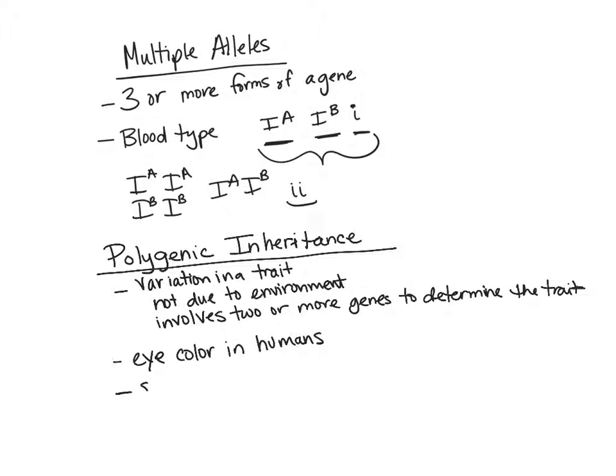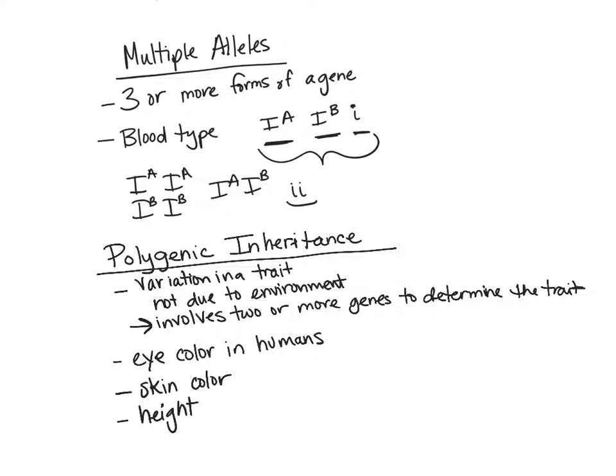Another example is skin color. There are many, many different variations for skin color in humans, and so there are multiple genes that are going to determine the trait of skin color. You'll get multiple different alleles from your mother and multiple different alleles from your father, and the combination of all of these different alleles on these different genes is going to contribute to skin color. Another example is height. There's lots of variation in height, and so we have multiple alleles from mom and multiple alleles from dad that are going to contribute to the height of the organism.